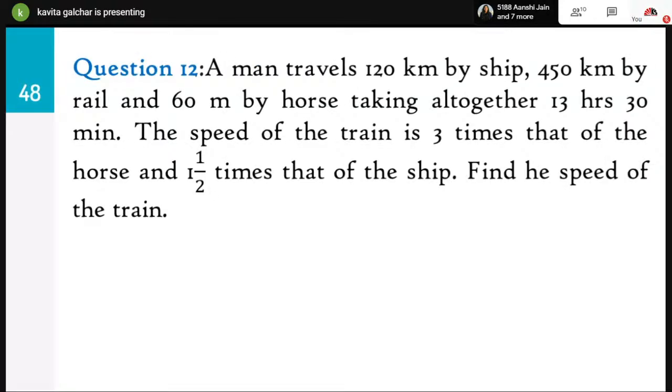See the next example. A man travels 120 km by ship, 450 km by rail, and 60 km by horse. By taking all together, the total time is 13 hours 30 minutes. The speed of the train is 3 times that of the horse and 1/2 times that of the ship. I need to find the speed of rail. In most of the questions, when you don't know what they are asking for, we assume that quantity to be any variable, that is x or y.